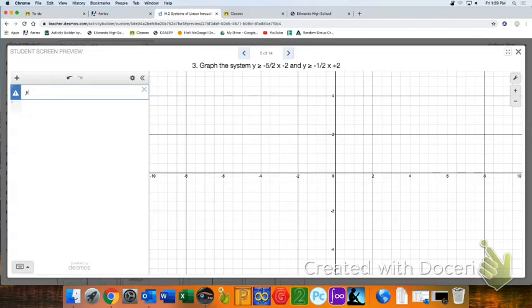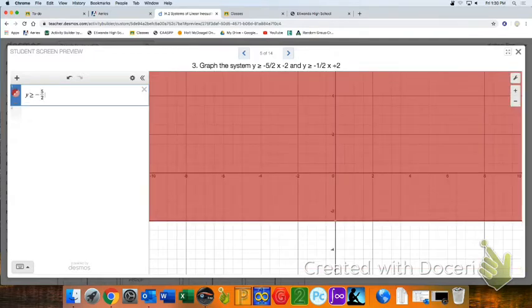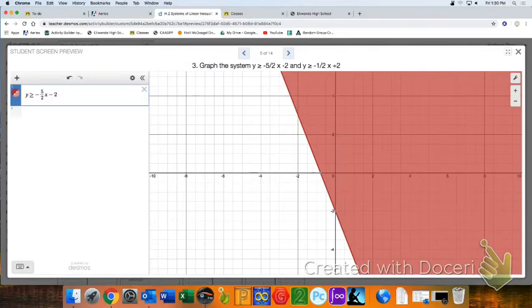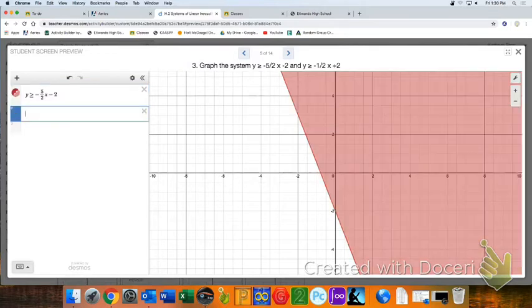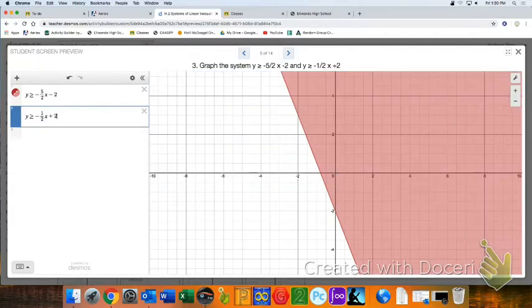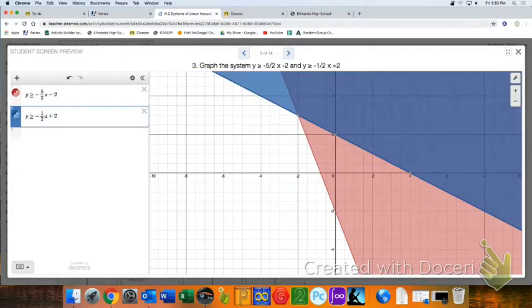So I have y is greater than or equal to negative 5/2 x minus 2. So there's one of the lines. And if I go to the second line and I type in the other one, y is greater than or equal to negative 1/2 x plus 2. What in the world do I have?